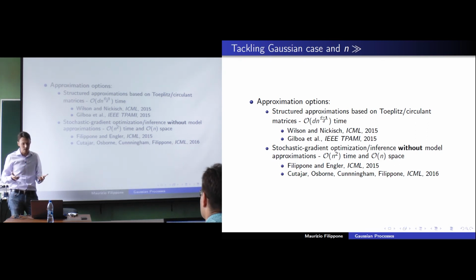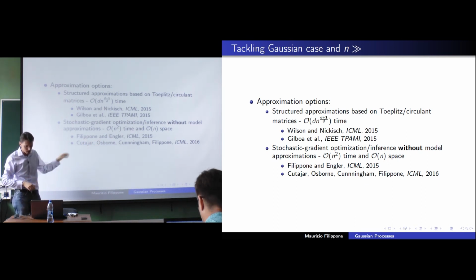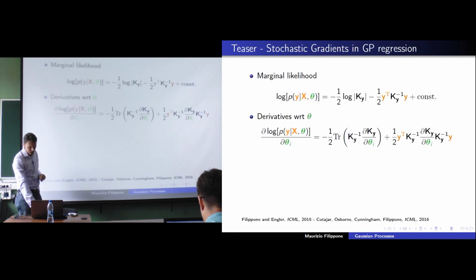We do something else that allows us to reduce by an order n, if you like, from n cubed to n squared. And also, we don't need to store K anymore, this big covariance matrix. So we did this at ICML 2015 and 16 in various forms. I think, okay, I can give you just the gist of the idea, right?